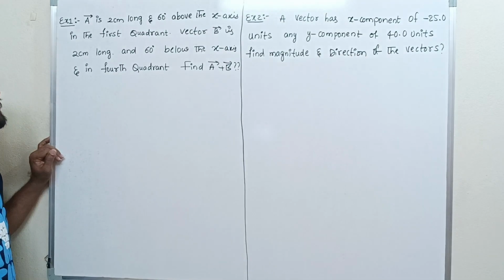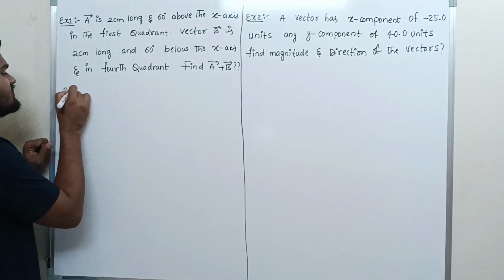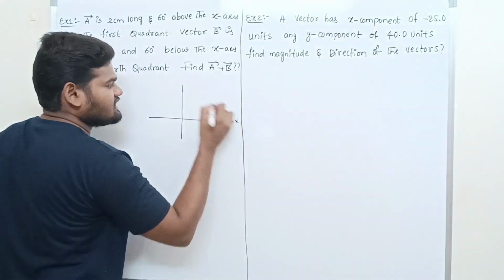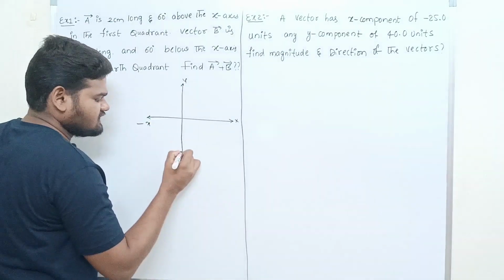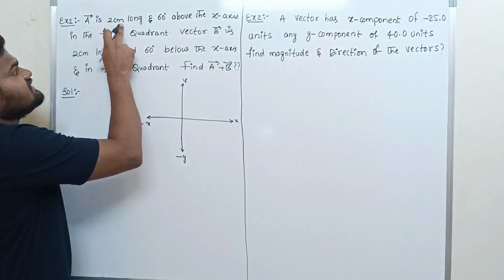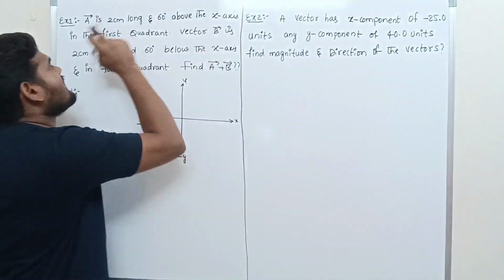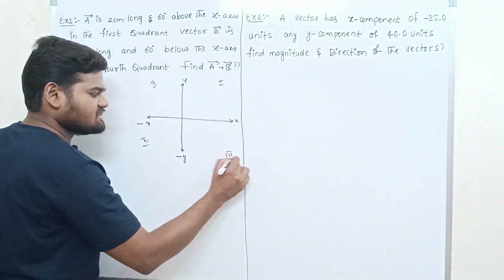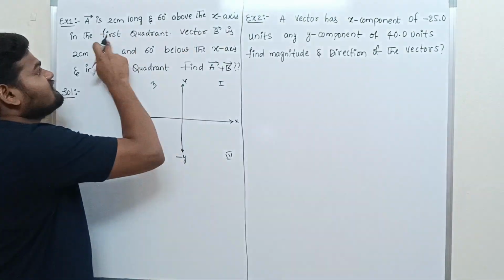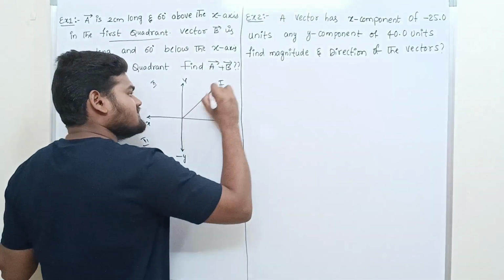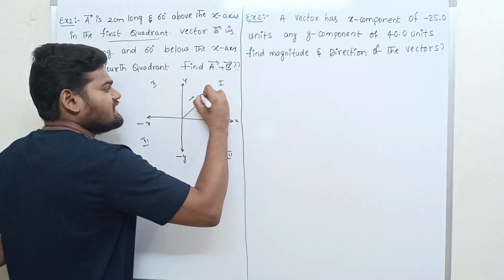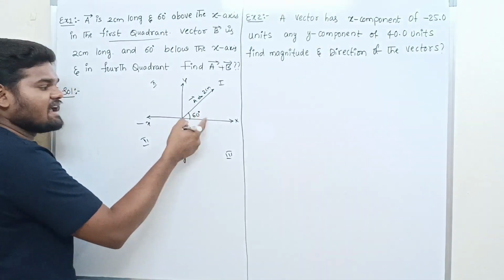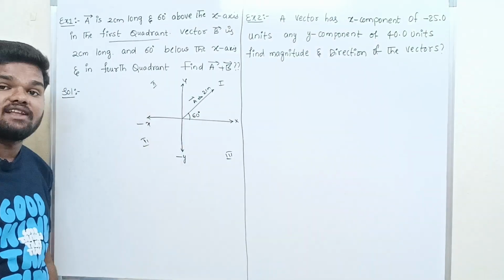3, 2, 1, go. Have a look, I'm going to do the solution. So what are they given? They are given two vectors, A bar and B bar. Draw the x-axis, y-axis, minus x, minus y. As we know, these are the first, second, third, and fourth quadrants. Now this A bar vector is in the first quadrant. Its magnitude is 2 centimeters, and it makes an angle of 60 degrees with the positive x-axis.